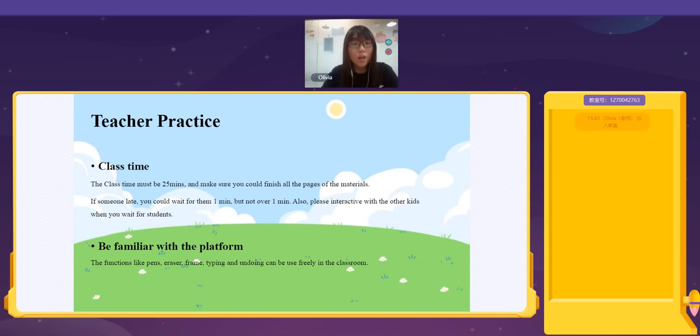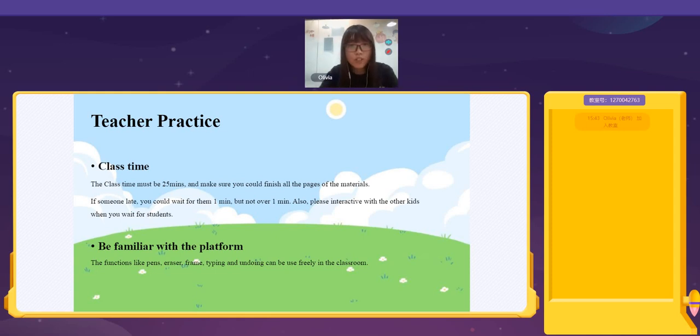And the next one is being familiar with the platform. The functions like pens, eraser, frame, typing, and undoing can be used freely in the classroom. It's really important for teachers. For example, if teachers find that there are 2 or more words in one slide, they can use the brush to circle the word they are going to talk about. It can make kids focus on the words you circled.